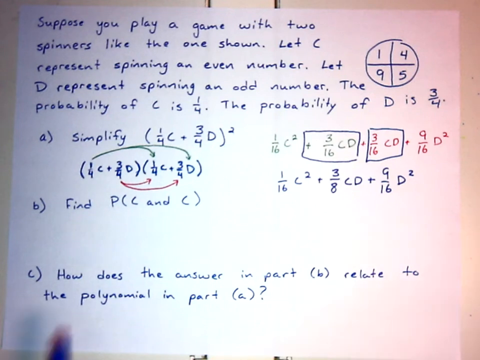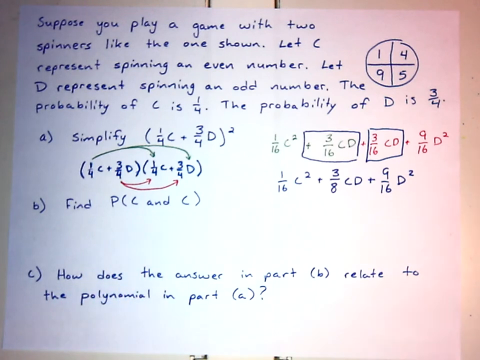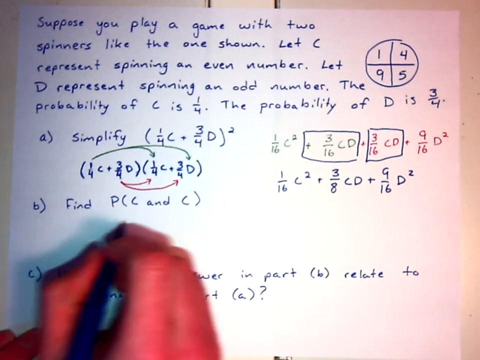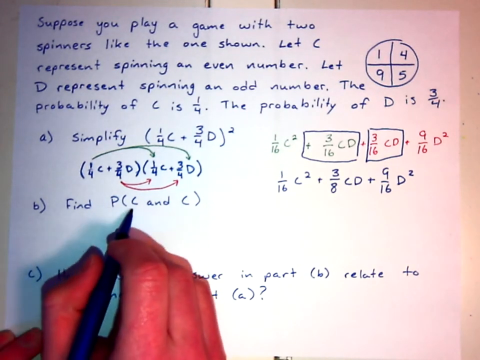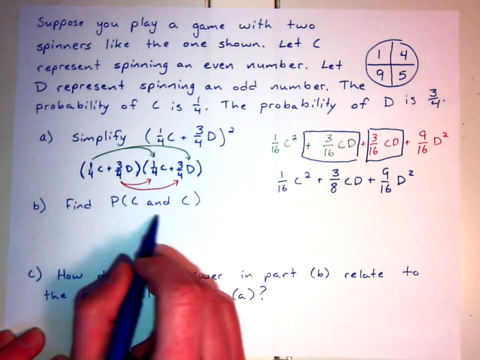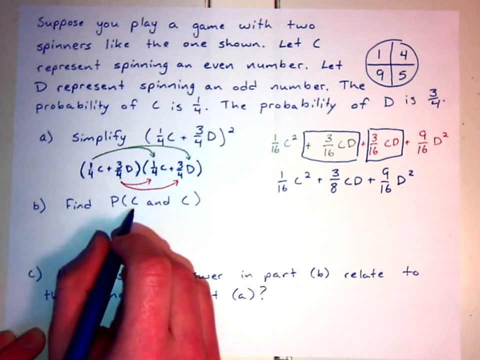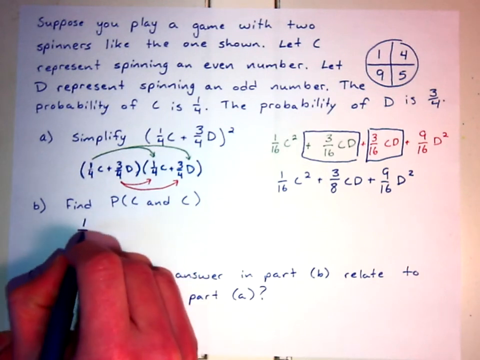Now B says find the probability of C and C. So you're spinning both these spinners, and it's asking what's the probability that you get both even numbers. If we remember probability, if we have the probability of one event and another event happening, you need to multiply the probabilities of those two events. What's the probability that on the one spinner you spin an even number? That's 1/4.